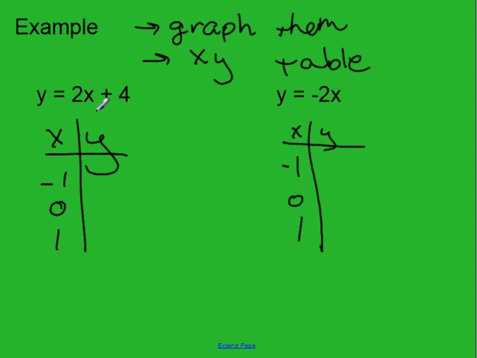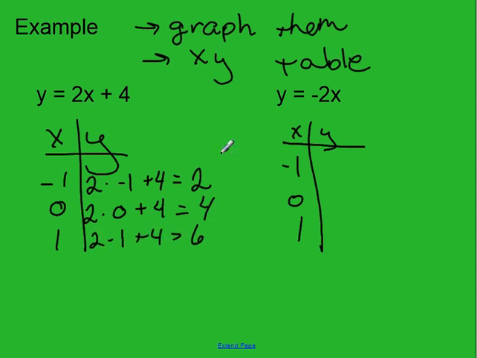If I plug -1 into here, it's going to be 2 times -1 plus 4. 2 times -1 is -2, plus 4 is 2. I can do the same thing with all of my other points. 2 times 1 plus 4 equals 6. I want you to show this work, guys. So this right here is our y value for these x values.